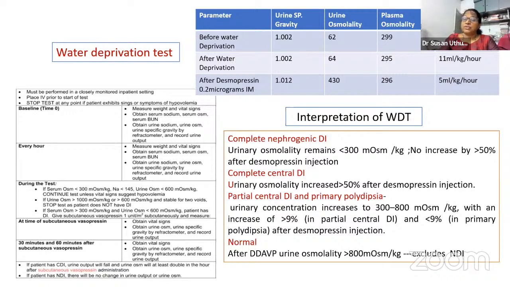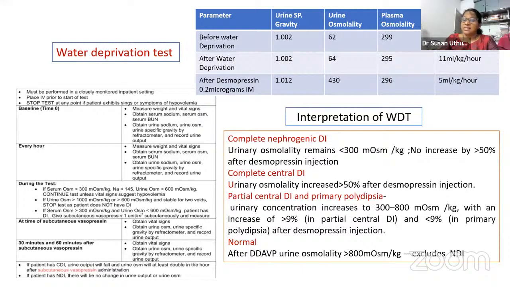So a complete nephrogenic DI is urine osmolality remains below 300 and there is no increase of more than 50% after desmopressin injection. If the urine osmolality improves to more than 50% after desmopressin injection, it is central DI. And so the problem is with partial central DI and primary polydipsia, where the things are intermediate.